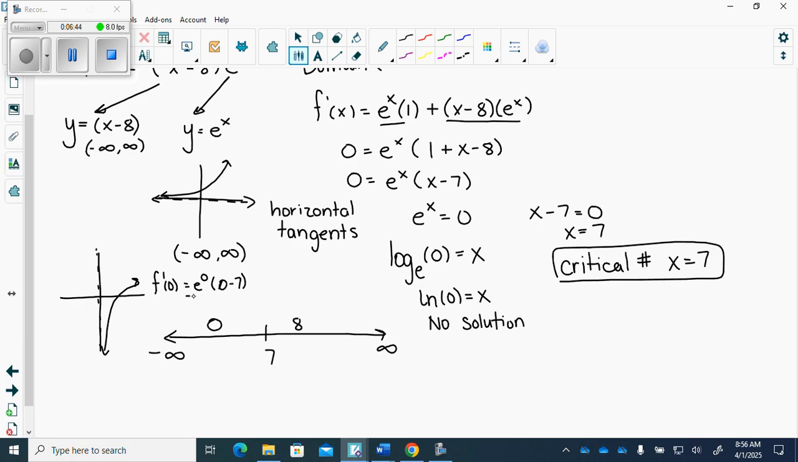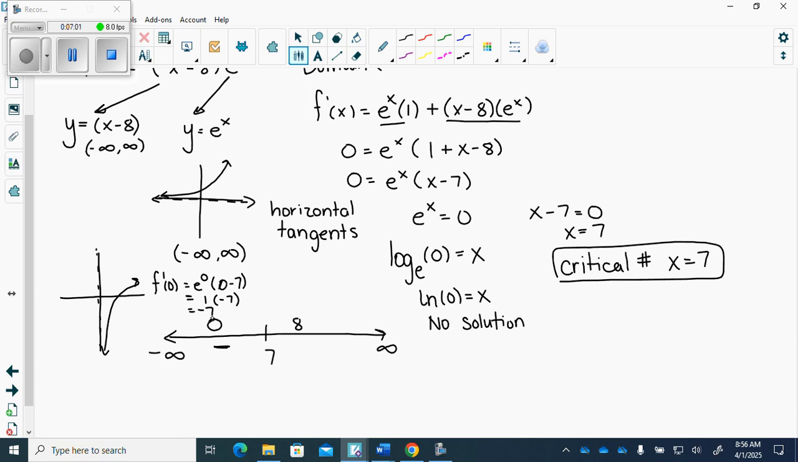E to the 0 is what? Anything to the power of 0 is 1. So this is 1, and then negative 7. So is my answer going to be positive or negative? Negative. It actually is negative 7.